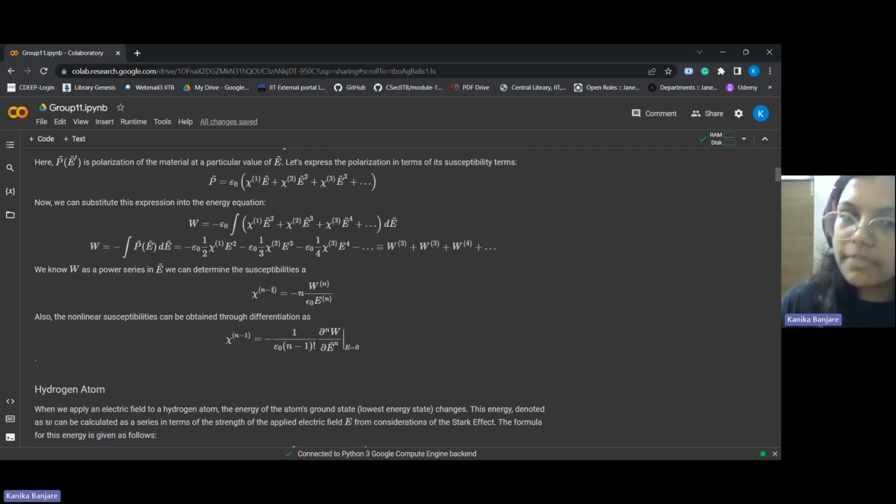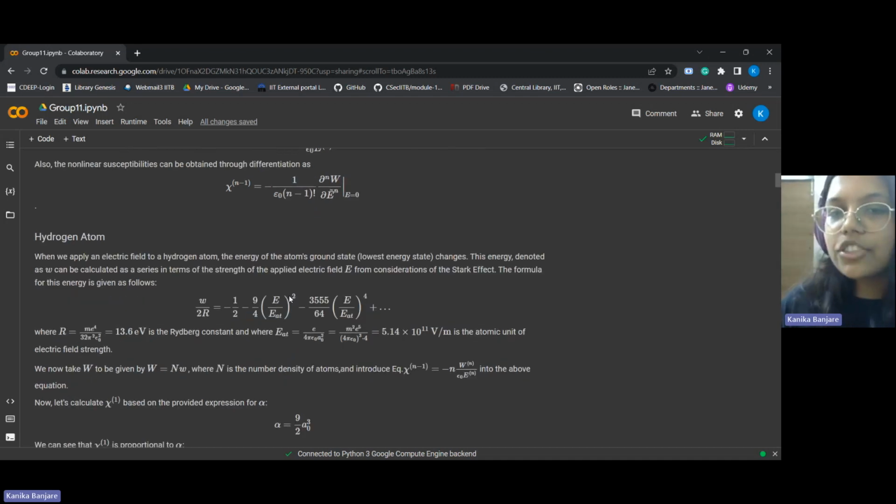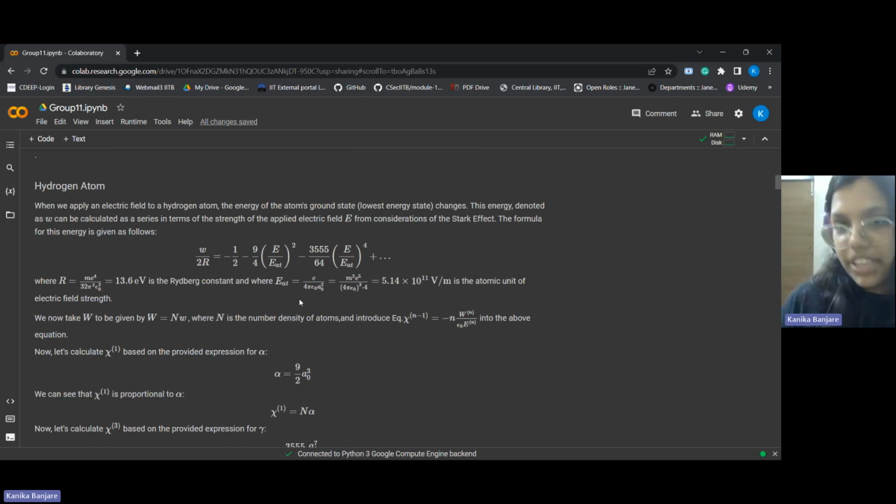So before going further, let's see a simpler example. First we will see the hydrogen atom, what happens with the hydrogen atom when a high electric field is applied. When we apply an electric field to the hydrogen atom, the energy of the atom's ground state, the lowest state of the hydrogen atom, changes. These changes can be denoted as omega, and we can find this formula from the Stark effect.